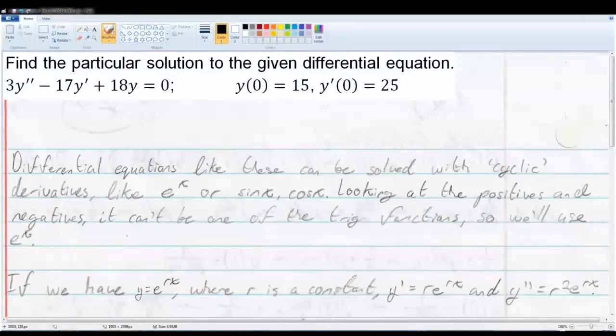So I basically did a question similar to 7 and kind of 8 and 9, and that's finding the particular solution to this differential equation when y(0) is equal to 15 and y'(0) is 25. I just basically chose random numbers. However, if you make a parabola out of this, that's kind of what Christian was mentioning. If you make a parabola 3x squared minus 17x plus 18, it has two roots on the x-axis.